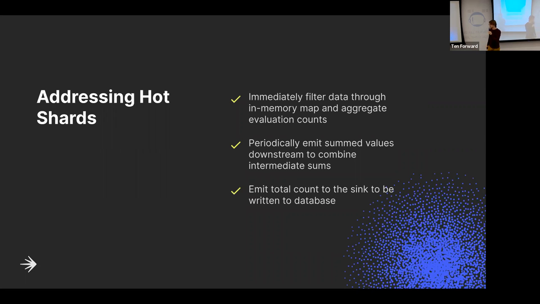So what we did here is basically what that architecture diagram shows. We randomly assign the keys at first, do some in-memory aggregation, and then periodically emit those values downstream where they can actually be summed up into a single number that represents the flag evaluation total.